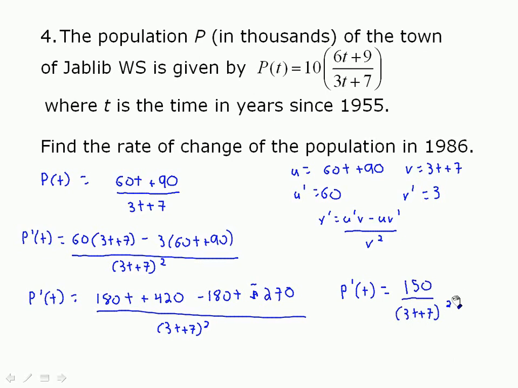Now, the next observation we have to make is 1986. So T is time in years since 1955. So we want to find P prime, the rate of change, for 31 years. So P prime at 31 is equal to, let me just say we want, and then I'll bring up a new screen. So be careful with that one. P prime at 31, we substituted in, is equal to 150 over top of 3 times 31 plus 7 to the exponent of 2. So be careful with this one.